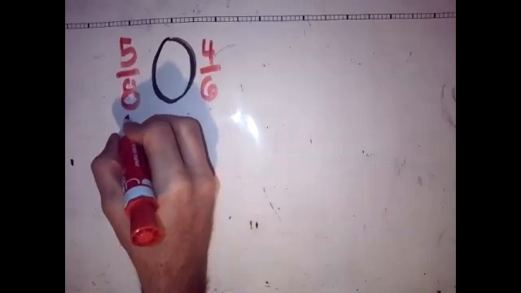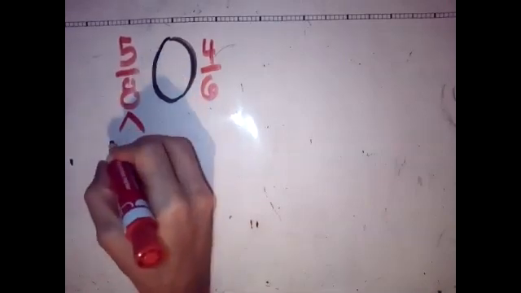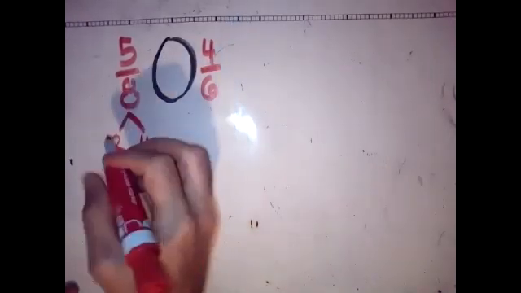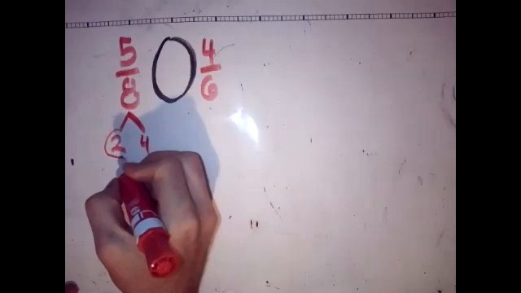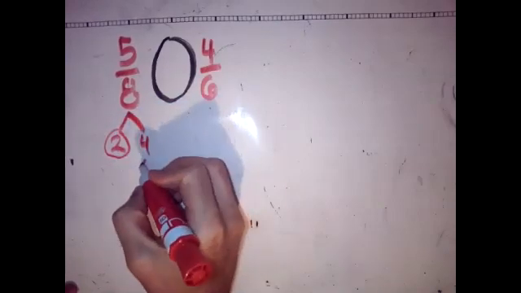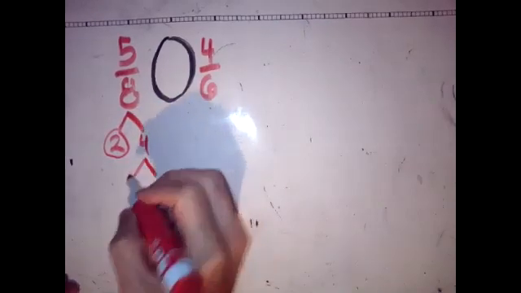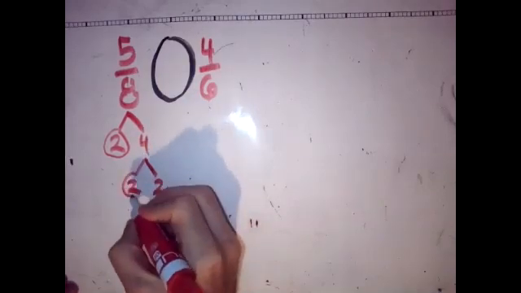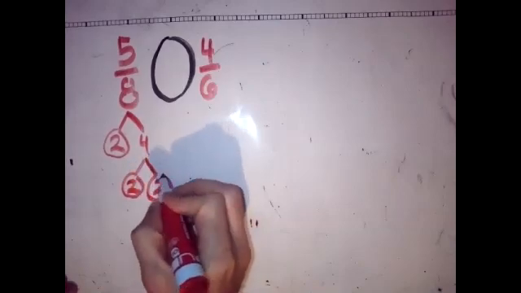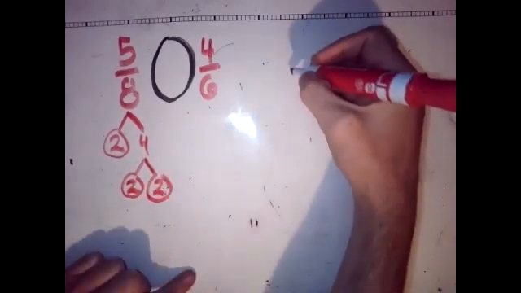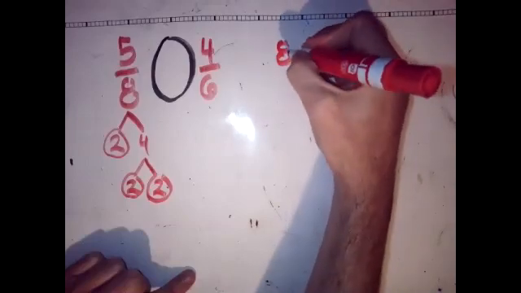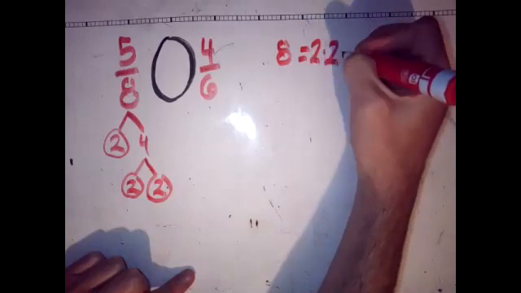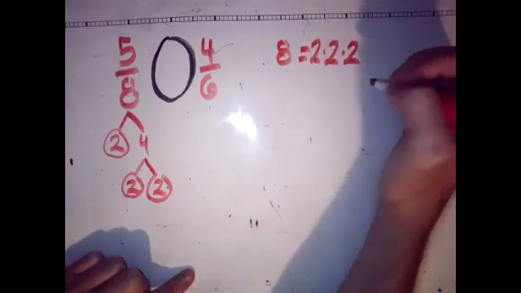So I'm going to look at 8. I'm going to say 8 is the same as 2 times 4. And I know 2 is a prime number, but 4 can be broken further. 4 is 2 times 2. And so over here I'm going to say, oh, that means 8 equals 2 times 2 times 2.